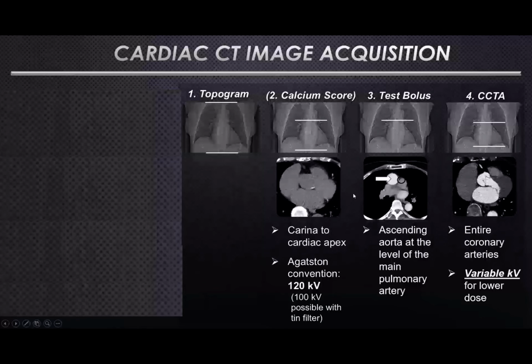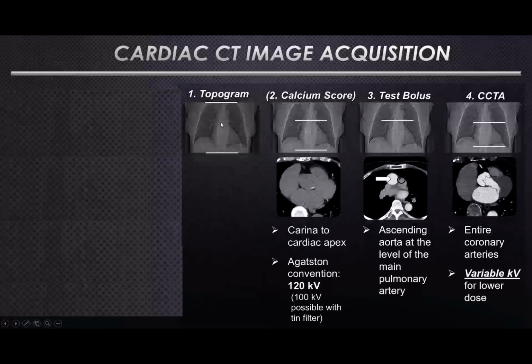You can then define the level of the test bolus. So the test bolus will be at the ascending aorta, at the level of the main pulmonary artery approximately. And you put a region of interest inside the ascending aorta. And when you don't have the calcium score image acquisition, you can also assess based on the topogram. Like it would be at this height approximately. It should definitely be in the ascending aorta.